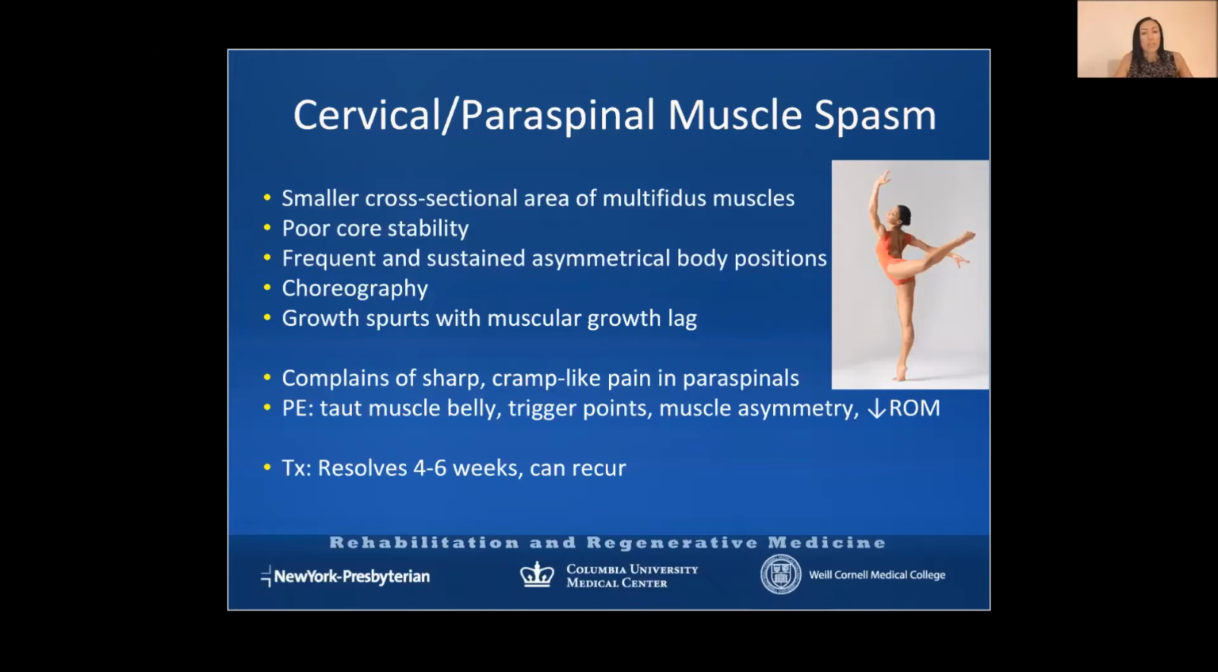Dancers usually complain of sharp, cramp-like pain in their paraspinals. They have really taut muscles with some trigger points and usually decreased range of motion. This does resolve, and often we recommend physical therapy to restore some balanced core strength. We also will often use short-term NSAIDs, maybe muscle relaxants, and trigger point injections for this.